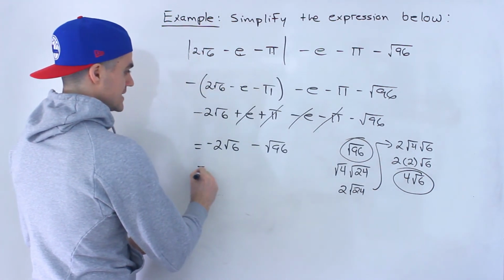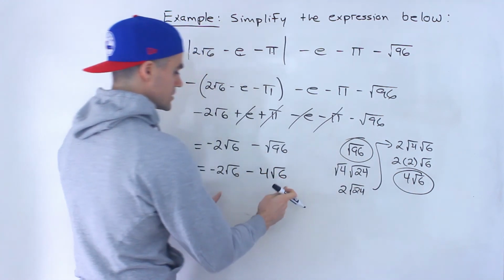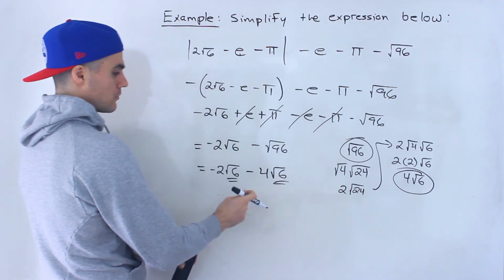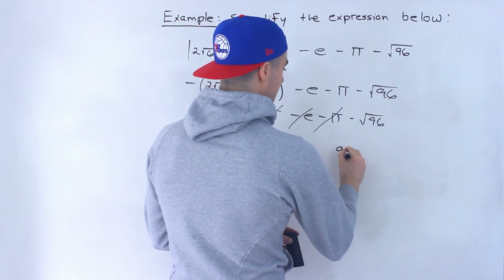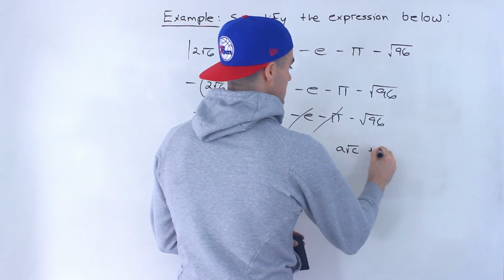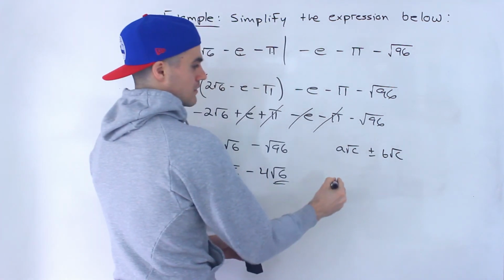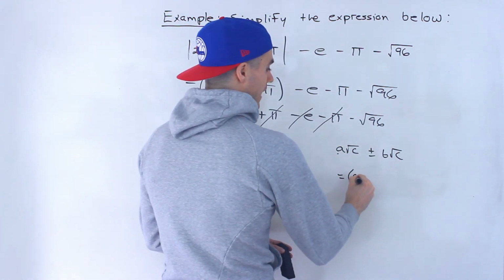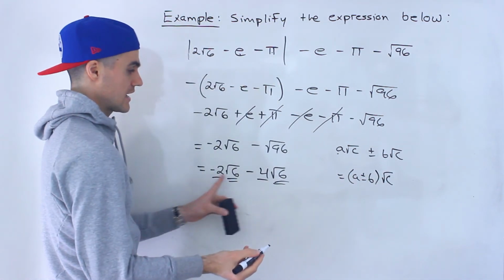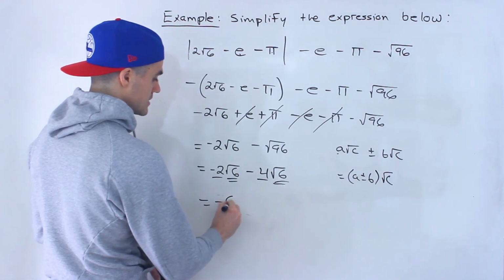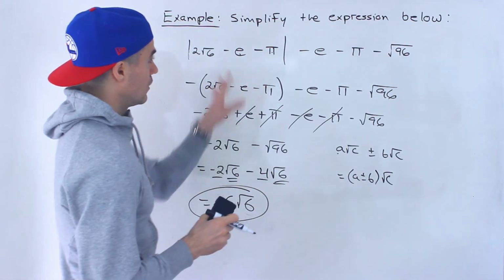Now if we plug that in here, we'll have minus 4 root 6. Notice these are like terms because the roots are the same. As a quick review, if I have something like a root c plus or minus b root c, then we can add those coefficients in front. This is going to equal a plus or minus b, and then we'll have a root c. So we can net out the coefficients, negative 2 and negative 4, which gives minus 6 root 6. And that ends up being the simplified answer for that expression.